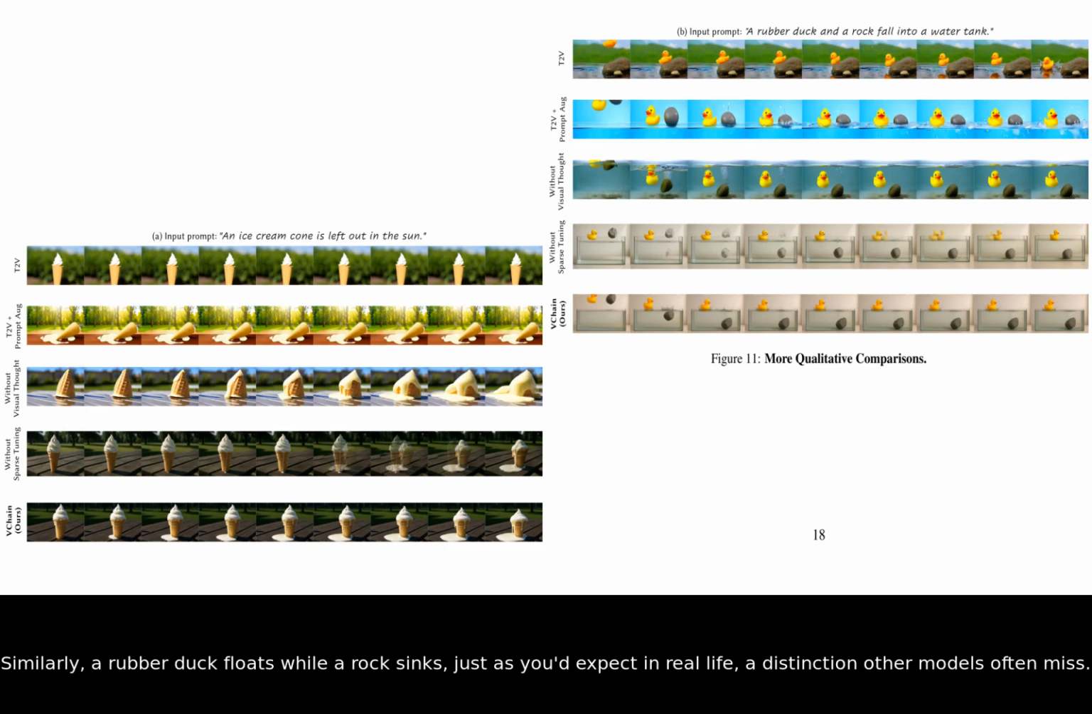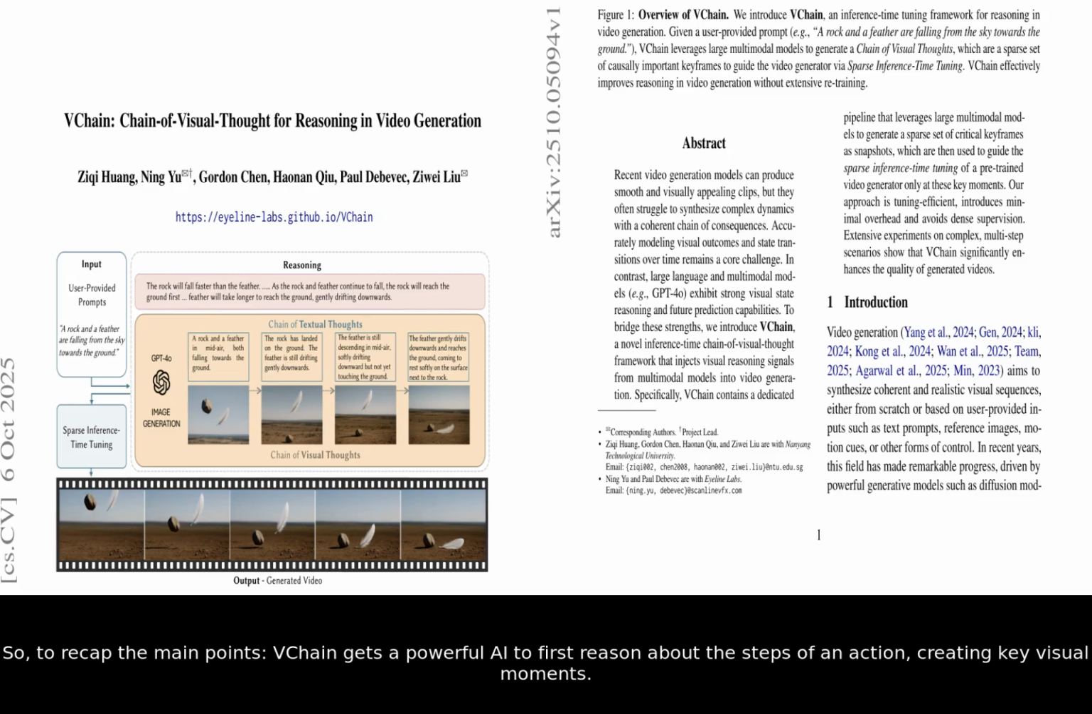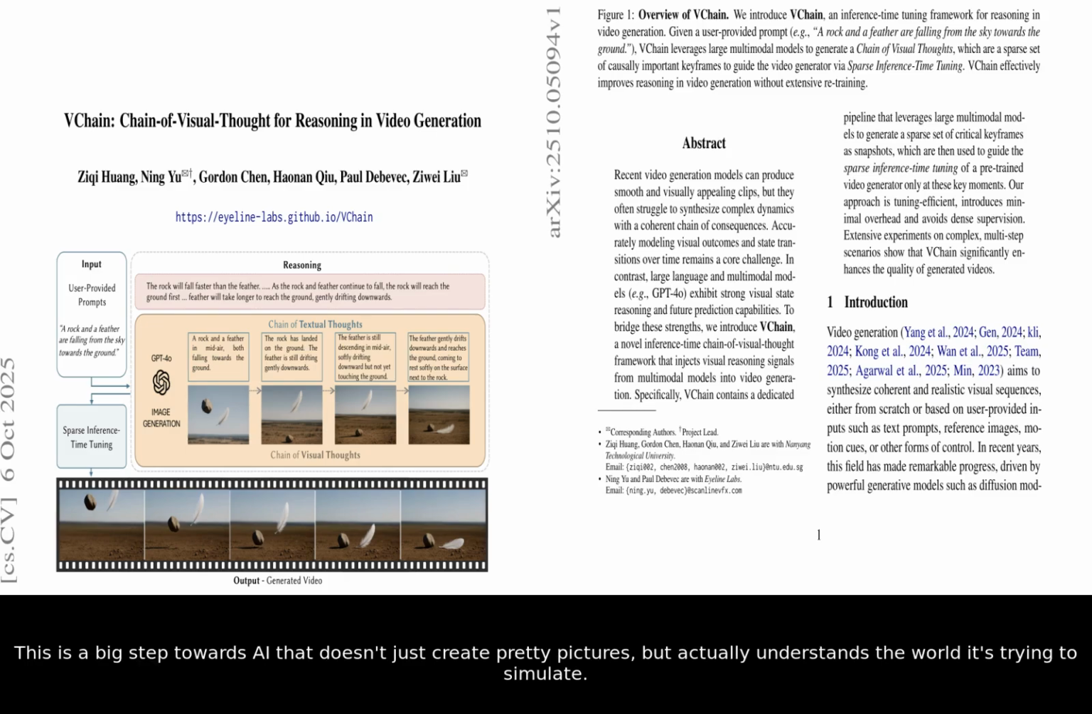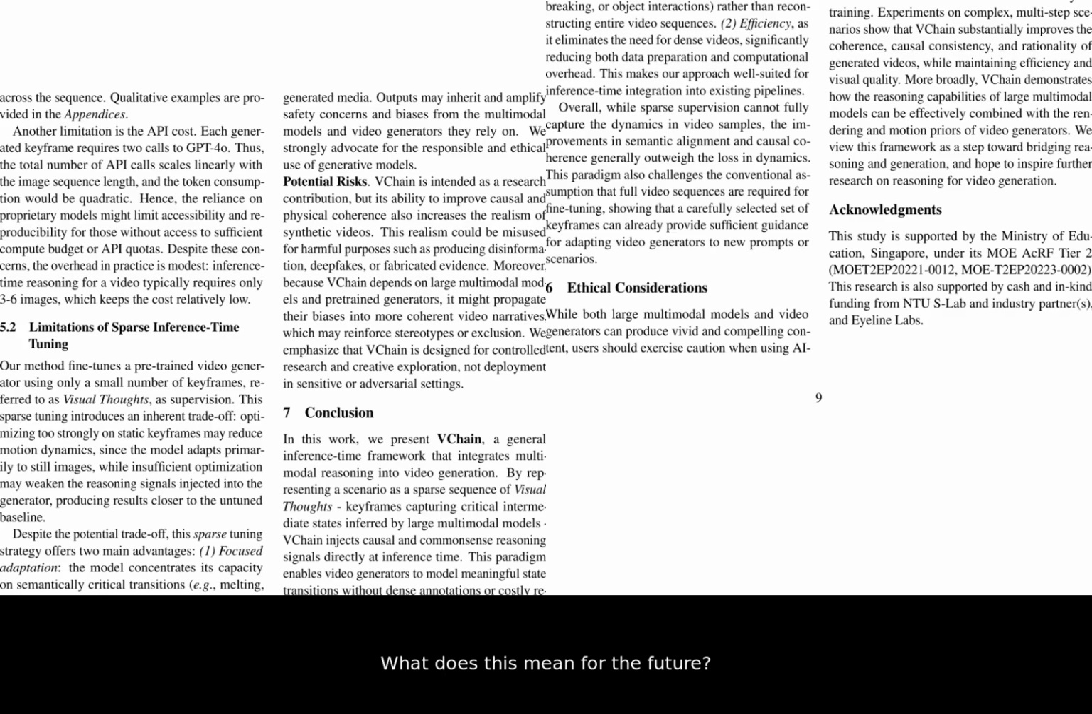So, to recap the main points, VChain gets a powerful AI to first reason about the steps of an action, creating key visual moments. These visual thoughts then guide the video generator to create a more coherent and physically realistic final product. This is a big step towards AI that doesn't just create pretty pictures, but actually understands the world it's trying to simulate. What does this mean for the future?